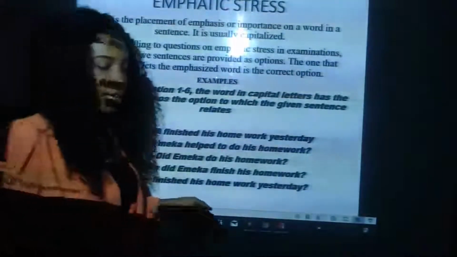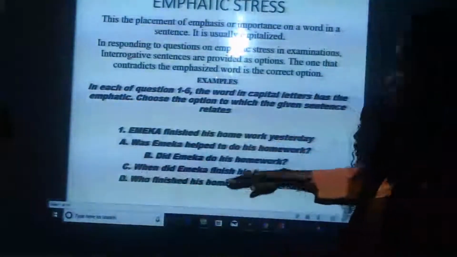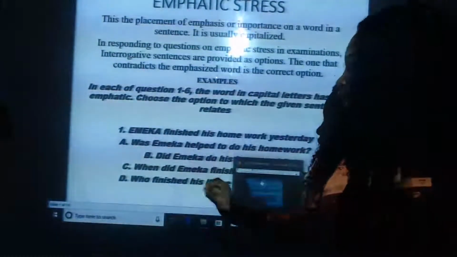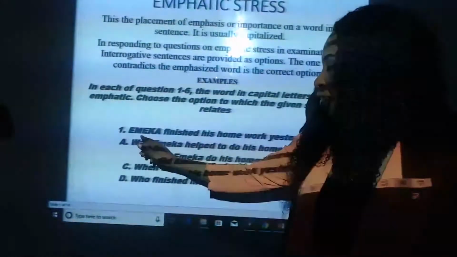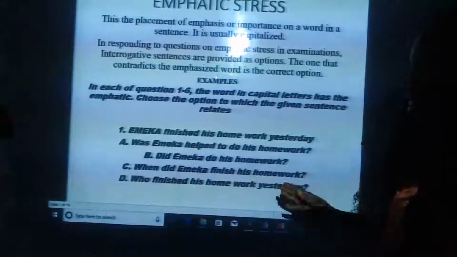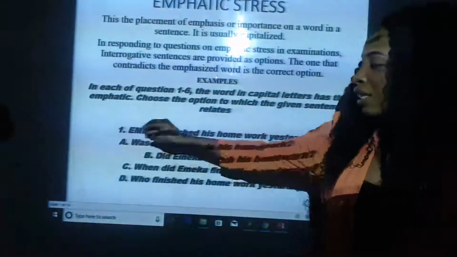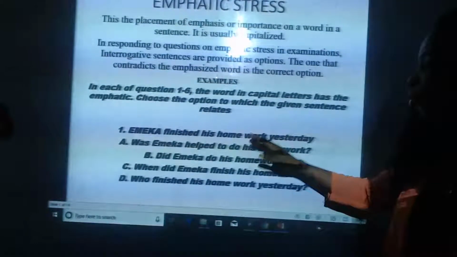So this is how to identify answers on emphatic stress in the examination. Whenever you're given a question on emphatic stress, just look at the options. Any one that does not bear the emphatic word, the word being emphasized, is your answer. Or any of the options that contradicts the sentence given to you is the answer.